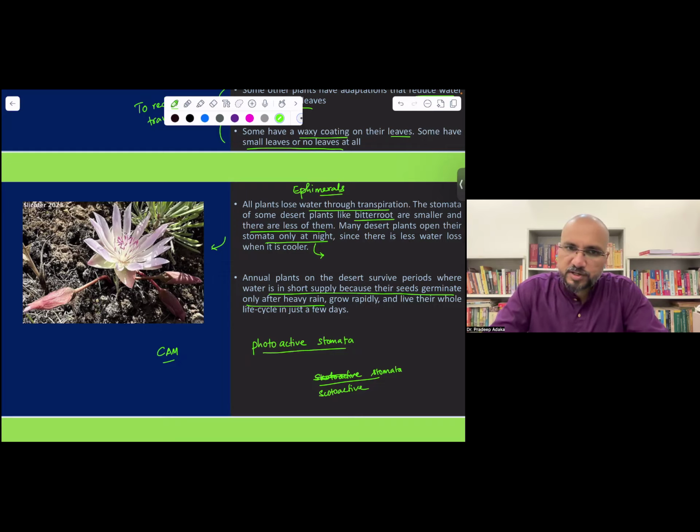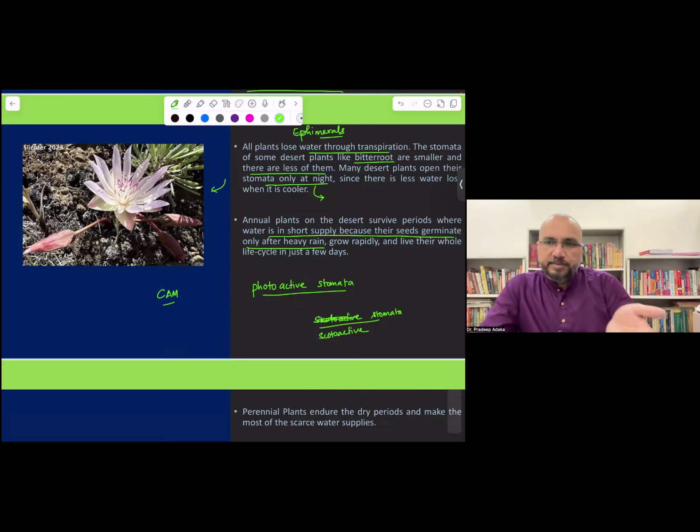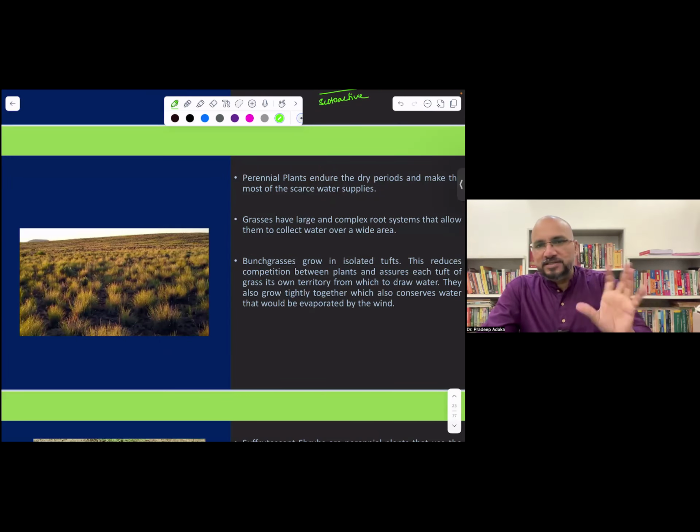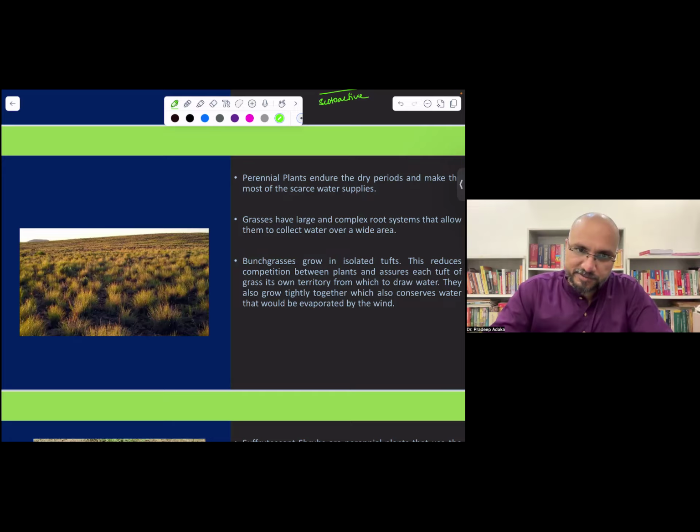They live for a very short period of time. They remain dormant during most of the period when conditions are very harsh. So they complete their life cycle in a very short period of time. They're called ephemerals. So ephemerals, within 1 or 2 months, they will complete their life cycle. Then you have annuals, which complete their life cycle in almost 1 year or one season. Then you have perennials that live for a very long period of time, for years.